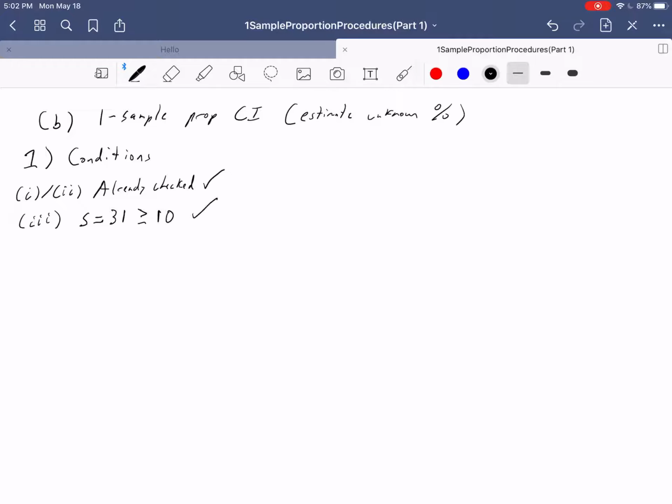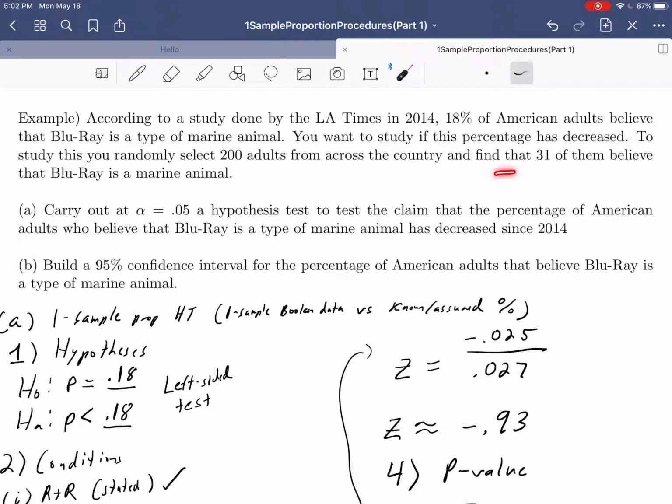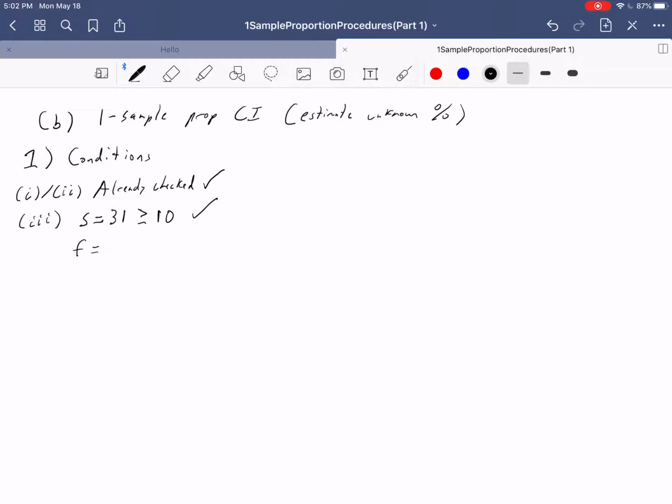We also need to check the same for the failures. How many failures did we have? Well, the data doesn't immediately give us that. It tells us that there were 31 people that believed this. But remember, we can use the fact that things here are Boolean. There's only two options. So since we talked to 200 people and 31 said that Blu-ray is a marine animal, we can figure out the ones that said that it was not a marine animal by simply doing 200 minus 31, which is going to be 169. So we can say that there were 169 failures. That is greater than or equal to 10 as well, so we're all good.